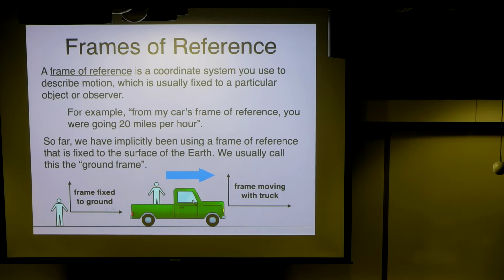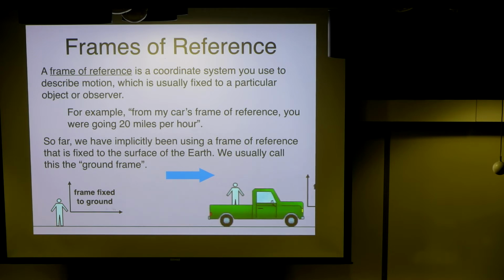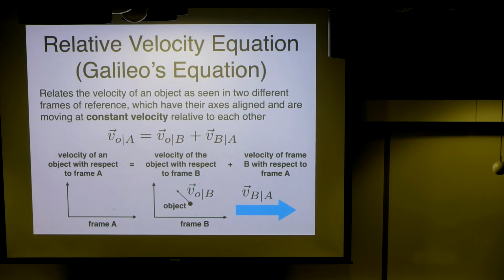Okay. So this is taking us to a really important equation, which is the relative velocity equation. So I will show you where this comes from. We'll derive it. But let's first talk about what this equation is saying. The relative velocity equation is also known as Galileo's equation, because a scientist from the 1600s, Galileo, actually discovered this. He didn't write it exactly in this way, but he pretty much figured this idea out. It relates the velocity of an object as seen in 2 different frames of reference.